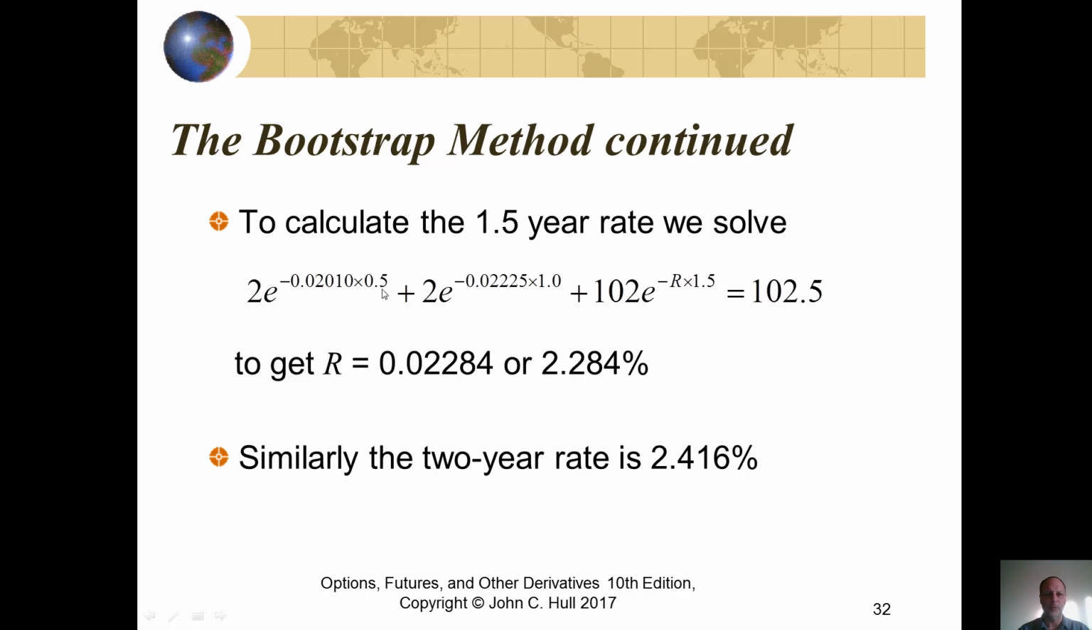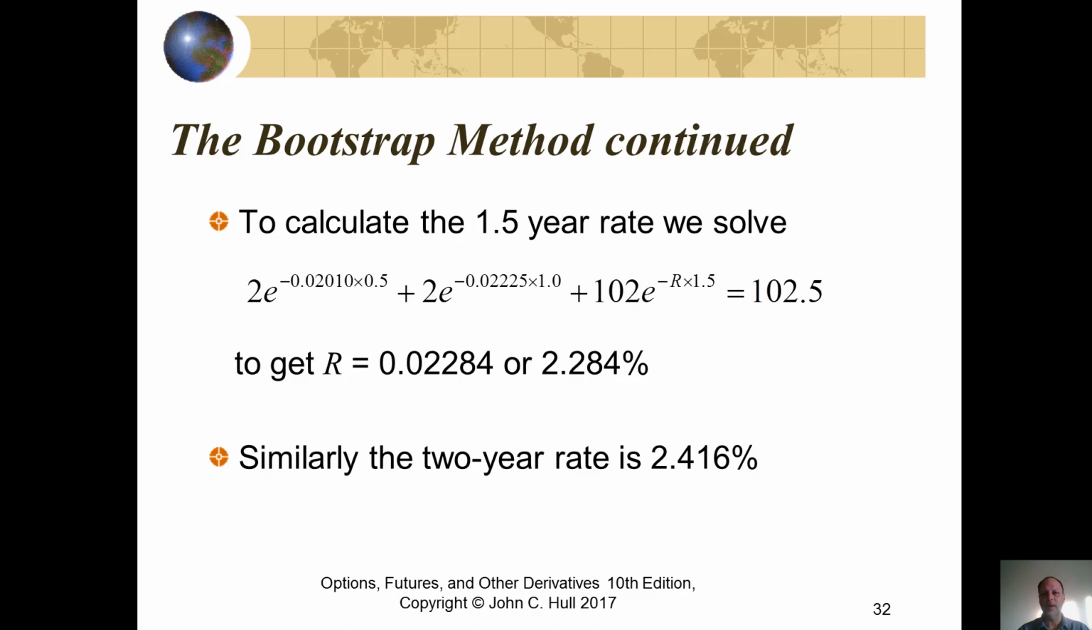So what we will do is we will calculate this number, we will calculate this number, we will subtract them both from here, we will divide by 102, we will take the natural log and divide by minus 1.5 and get 0.02284 or 2.284%.